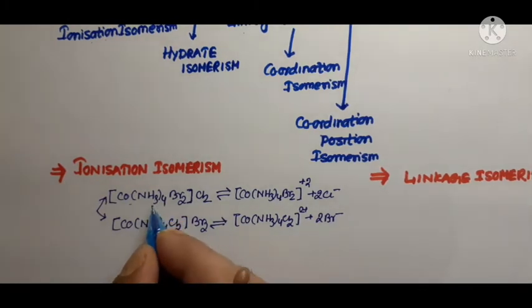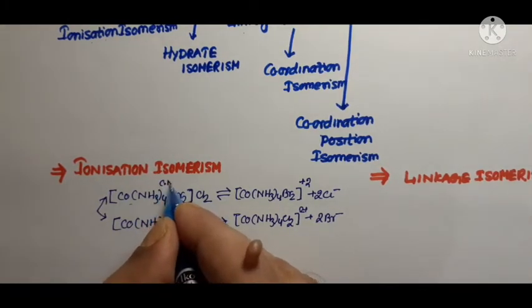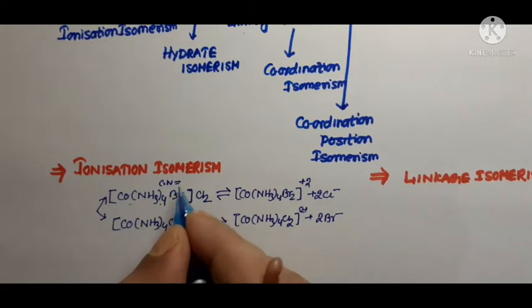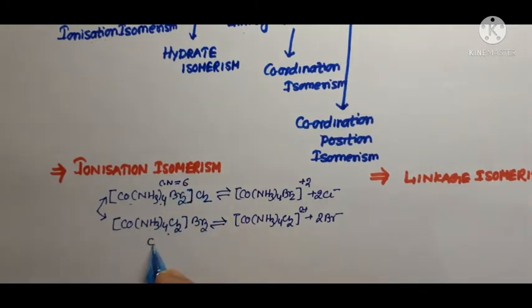Here you can see that the coordination number is 4 plus 2, 6, and in the second one again the coordination number is 4 plus 2, 6. So there is no change in the coordination number in ionization isomers.